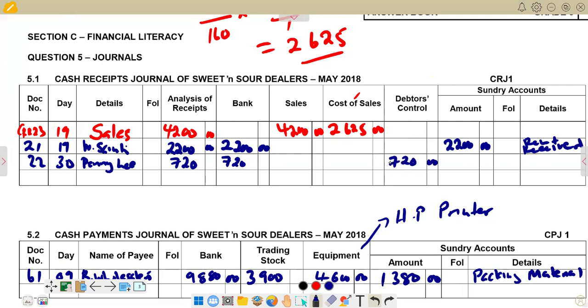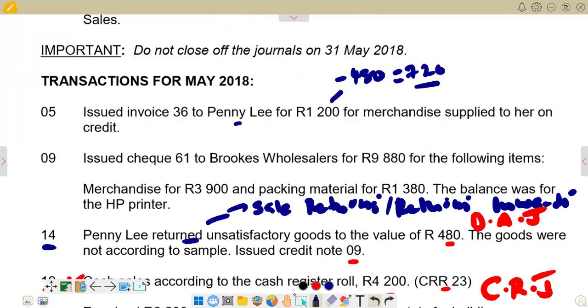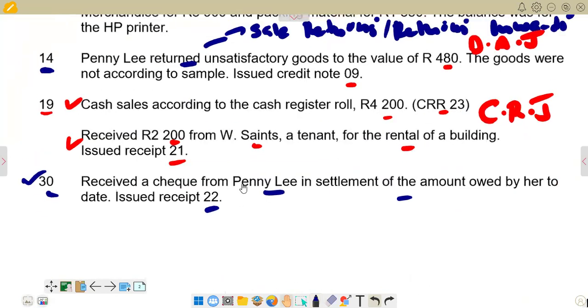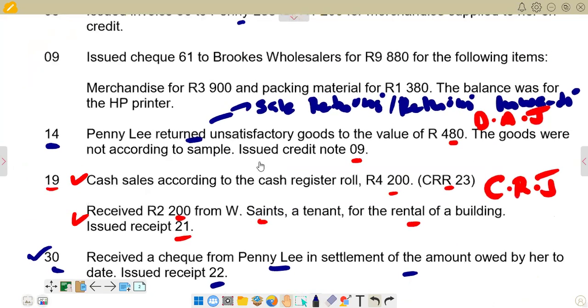So what happens is if this amount does not qualify under sales, cost of sales, or debtors control, you're supposed to put it under sundry accounts. But in this case, we have a debtor paying money, which means it's going to fall under debtors control. So you're not going to post it under the sundry account. So if you go back to the question, you'd see that this is the last transaction that we have on the last part there. So it means this marks the end of our question.